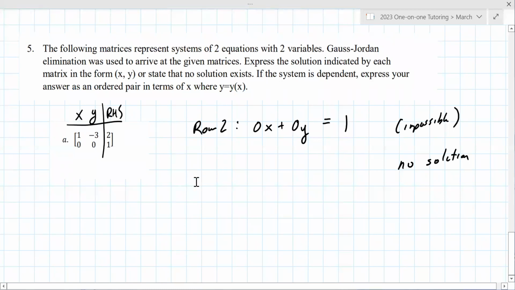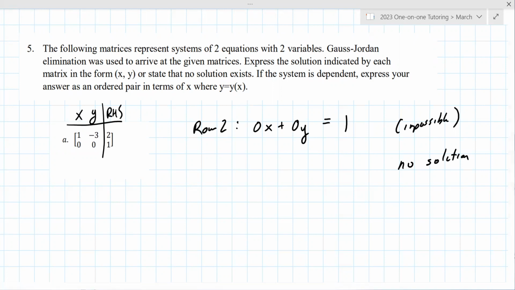So it doesn't matter what's in row 1. Row 2 tells you the information you need.